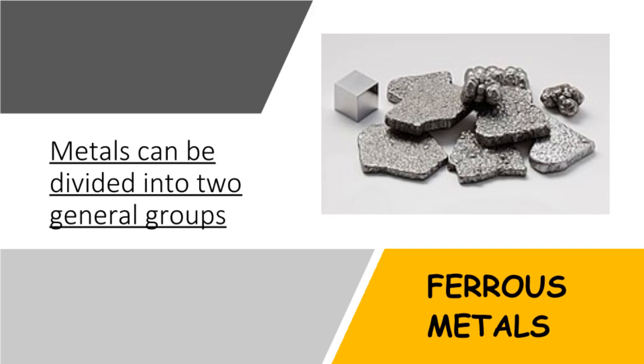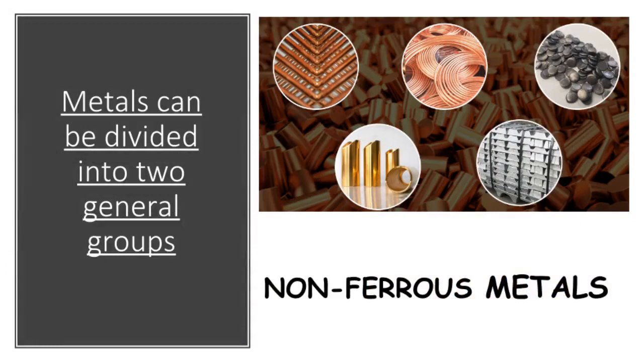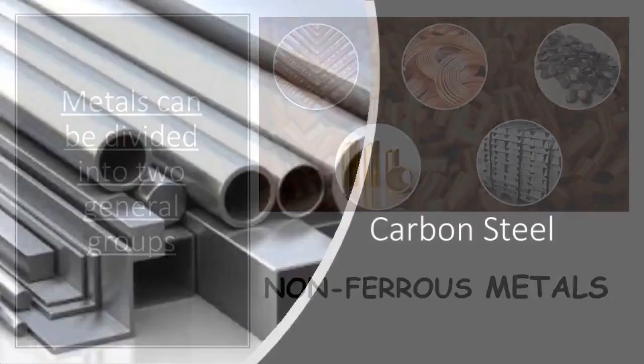Manganese steel. Metals can be divided into two general groups. Non-ferrous metals do not contain iron. Examples of non-ferrous metals: aluminum, magnesium, copper, zinc.